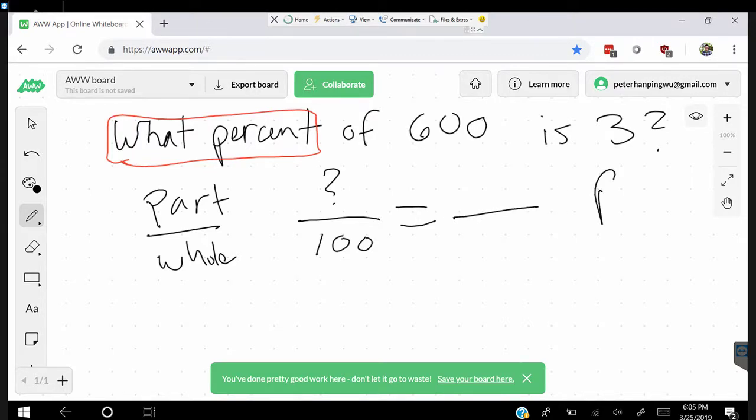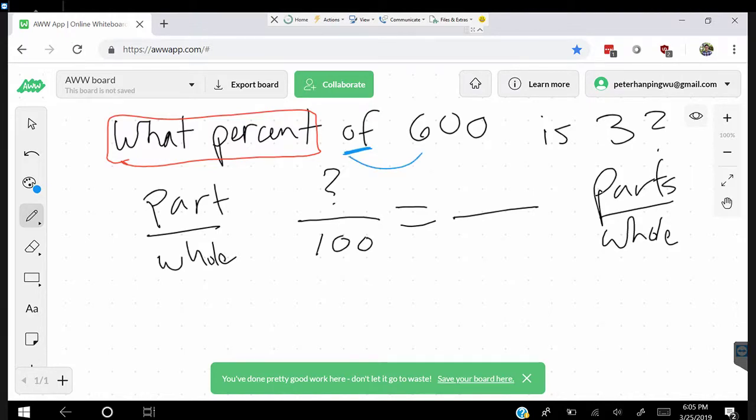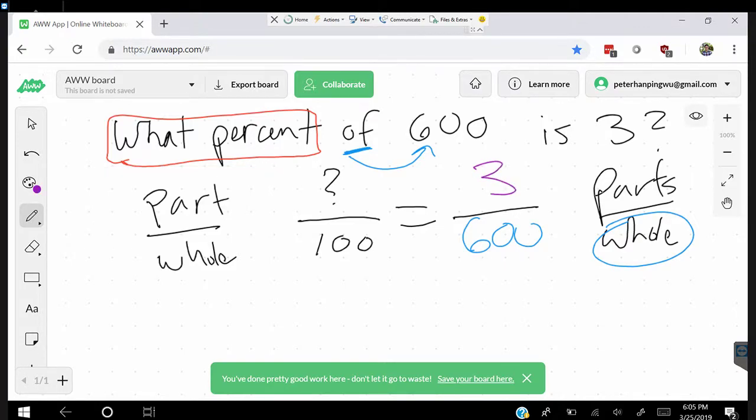Now, remember, we're working with parts and wholes. And we know that it's asking what percent of 600. So whenever you see the word of before a number, that's always going to be your whole. So 600 is going to be our whole, while 3 is a part of a bigger whole, right? And it's asking what part of 600 is 3.